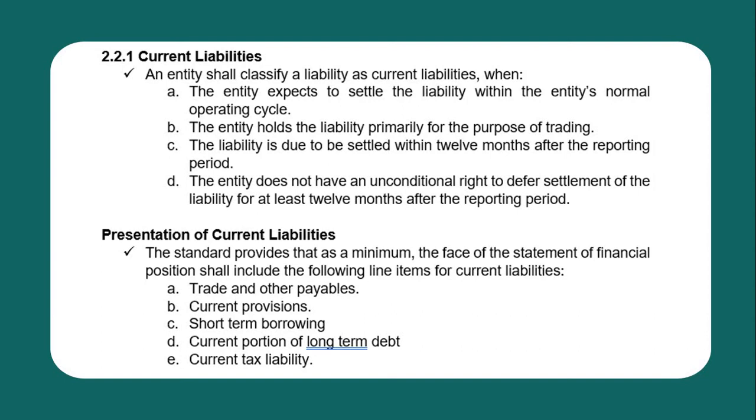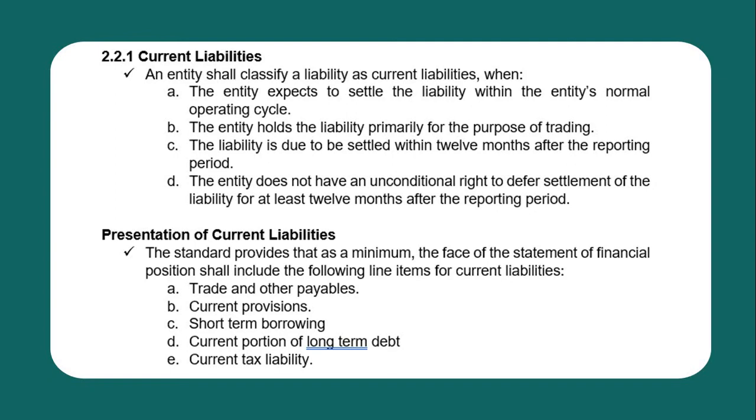Take note, for the liability to be classified as current, kailangan wala siya'y unconditional right, or the entity does not have an unconditional right to defer settlement. What do you mean by unconditional right? Meaning na ay discretion. When you say unconditional right, that is the discretion. In this statement, ang entity daw dapat walay discretion nga mo defer or mo extend sa settlement of the liability that will mature within the 12 months period.